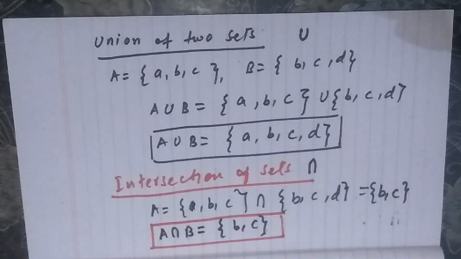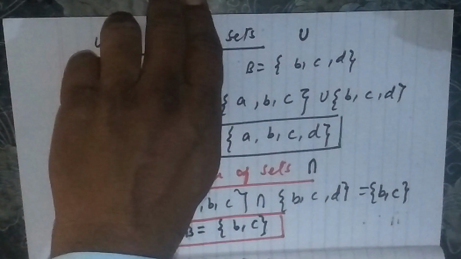We can also show them by Venn diagrams. So later, when we discuss Venn diagrams, we'll also show how to represent the concept of union and intersection of sets in terms of Venn diagrams. Okay. So let's talk about the difference of two sets now.